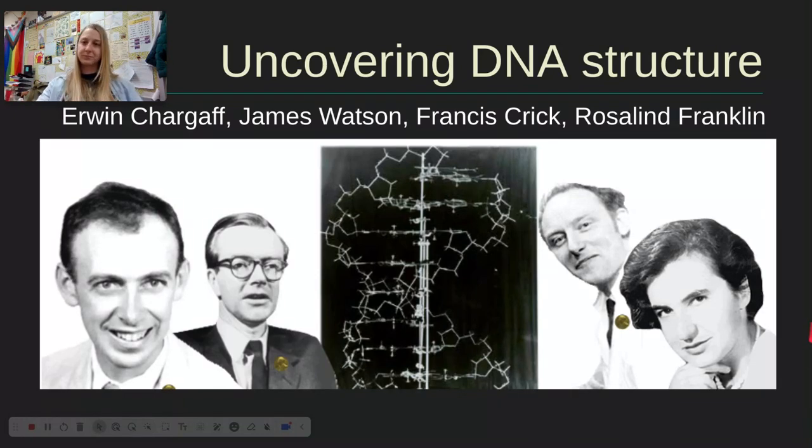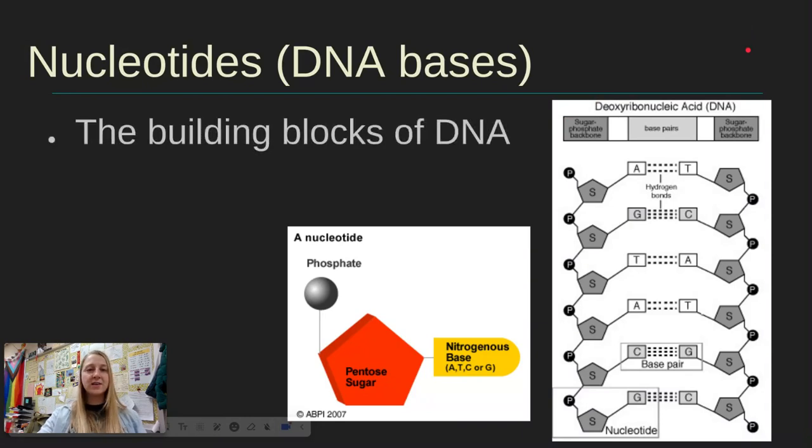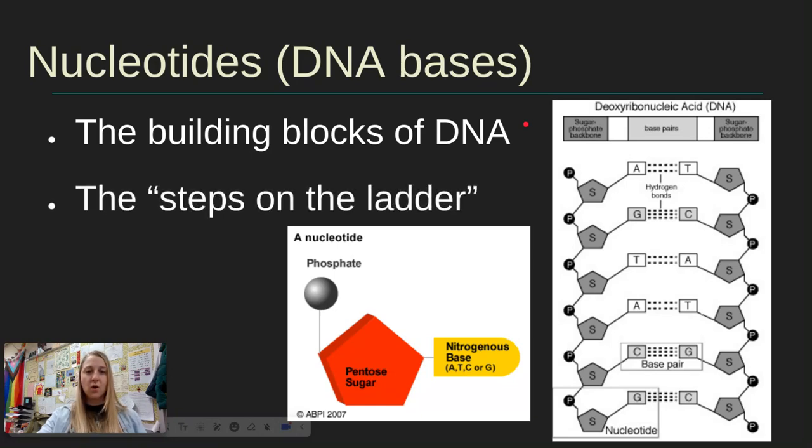Okay, so next up we've got nucleotides, which we would also call DNA bases. We call these the building blocks of DNA. Or otherwise we would call them the steps on the ladder. So if you imagine DNA as sort of like a twisted ladder, they're the steps along that twisted ladder. There are 4 types of DNA bases.